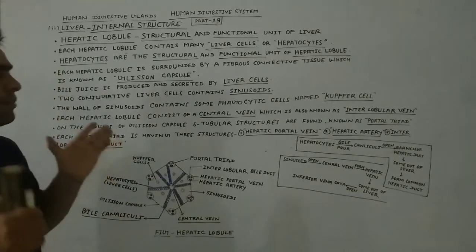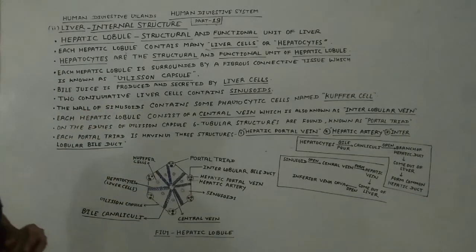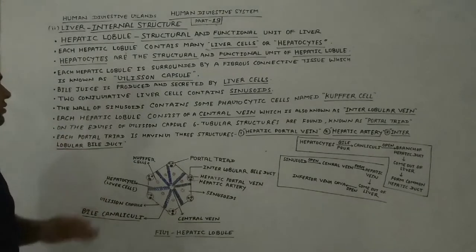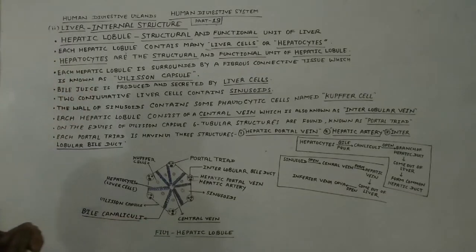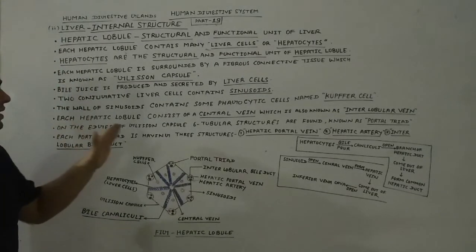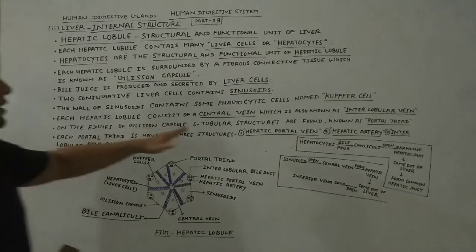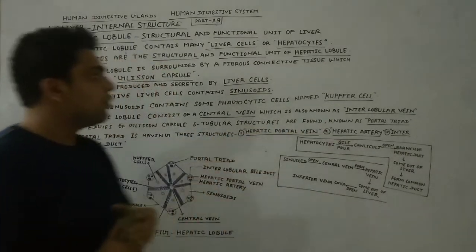So it is a type of vein, called the interlobular vein. Okay students, got it? Come to the next point. On the edges of Glisson's capsule, six tubular structures are found, known as the portal triad.